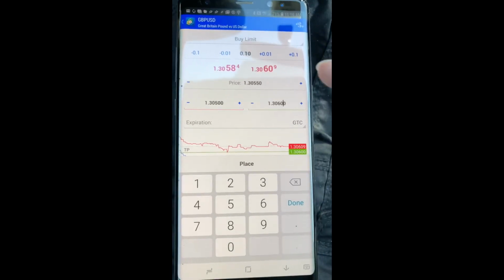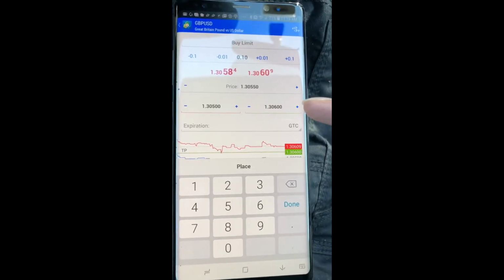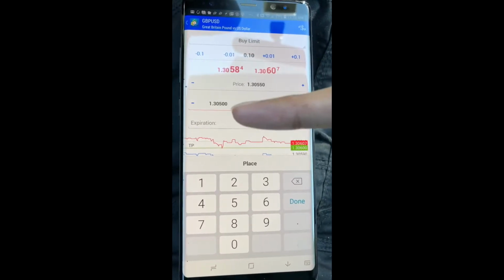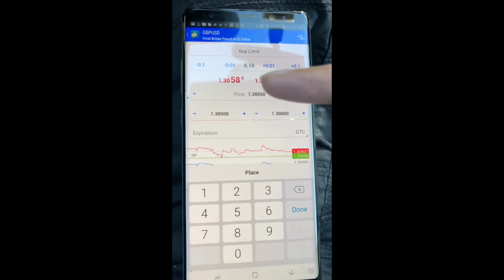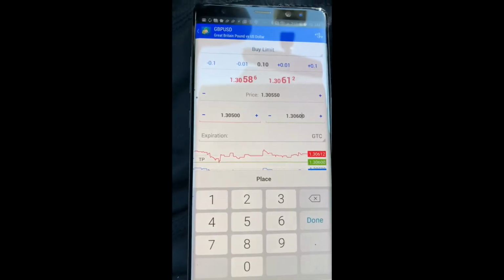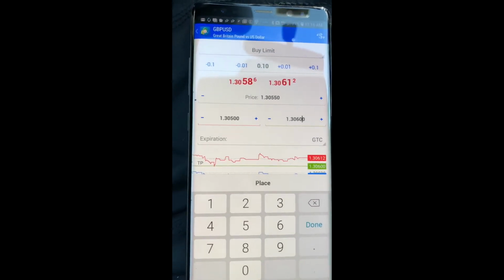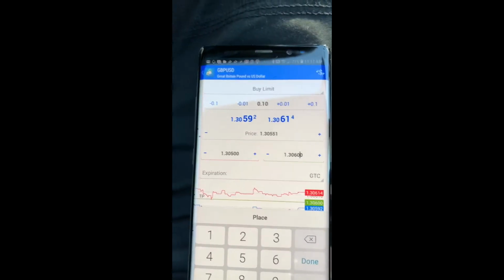Now, if for any reason these numbers are not correct, if the target profit is below the price, stop loss is above the price, or the entry price is above the current price, because this is a buy limit order, I'm going to show you what happens.